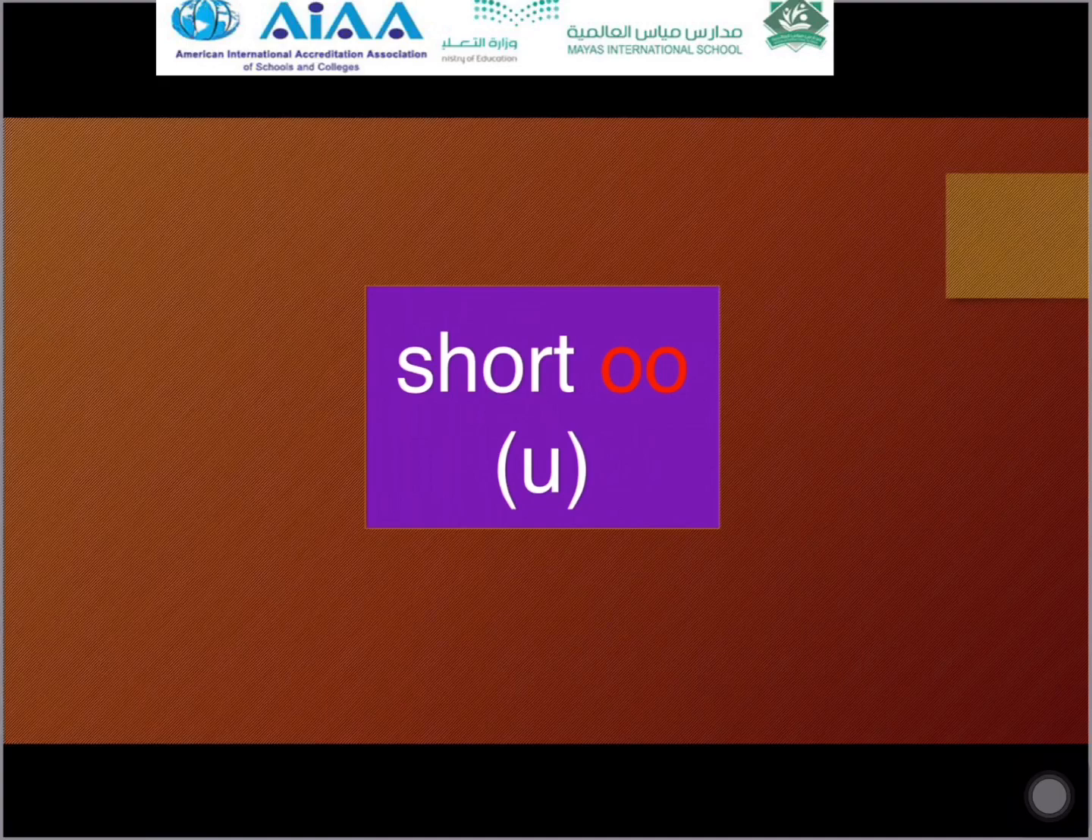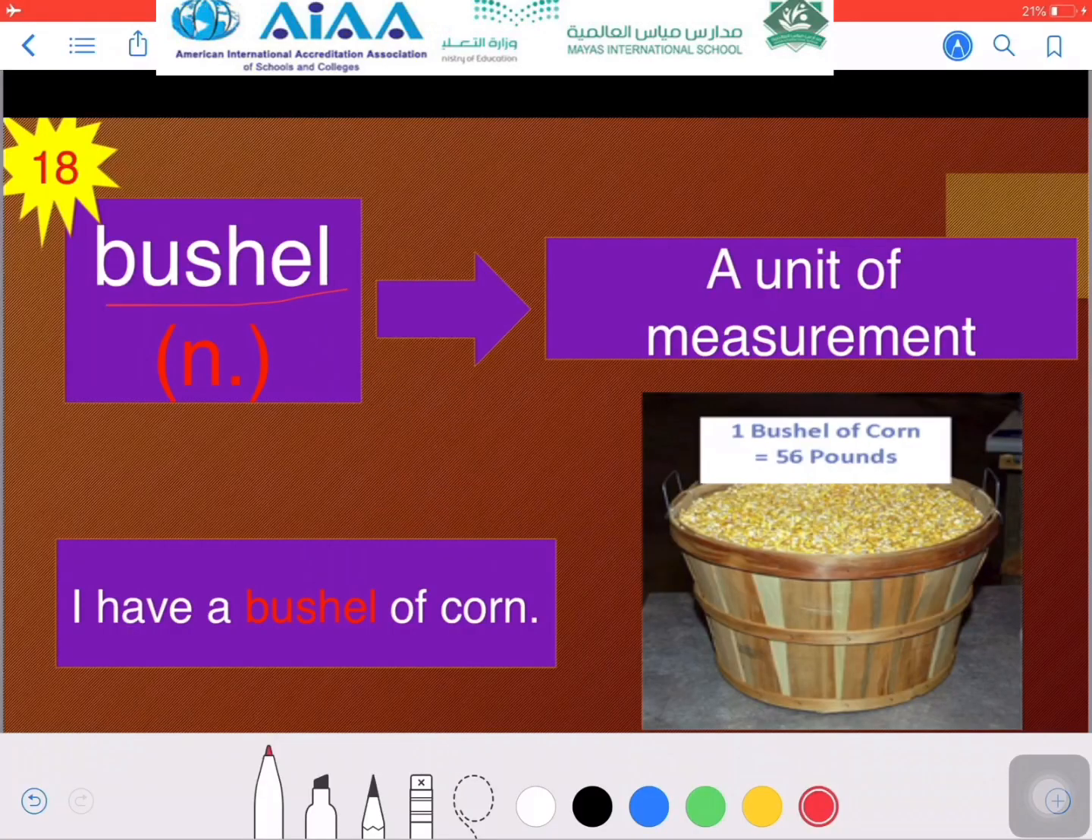Now let's see the short U, but with what? With U. Don't forget U. If you forget the way that we say the sound, remember foot, book. Okay? Bushel. It's a unit of measurement. Like, you measure things using this unit. For example, you can say, I have 1 kilogram of tomato.